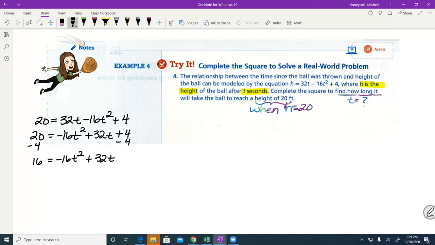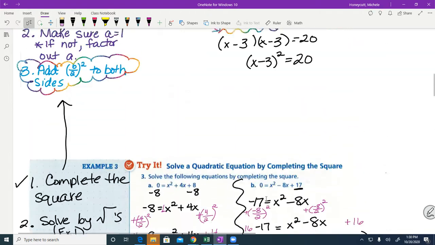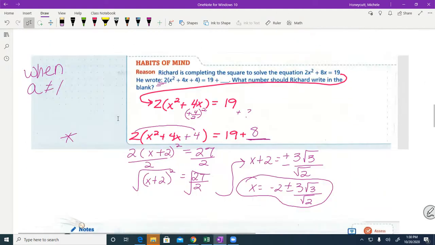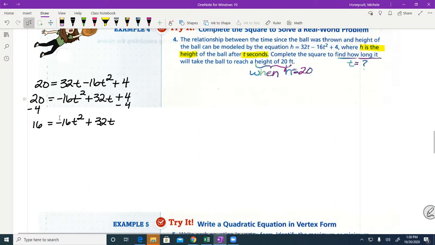So my first step, where I have ax squared plus bx equals c, is done. My second step with completing the square, let me scroll up. Make sure that a is equal to 1. If not, I need to factor it out. So a right here is negative 16. It's not equal to 1, so I'm going to factor it out. So now I have 16 equals negative 16, I'm factoring that out, times t squared, 32 divided by negative 16 is negative 2t.